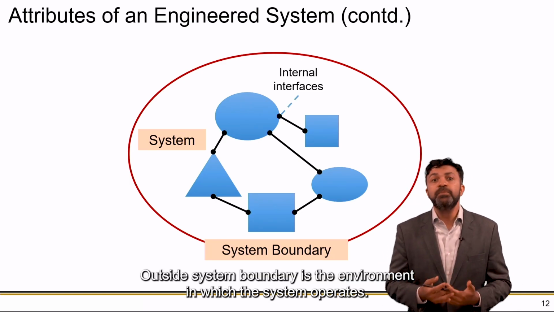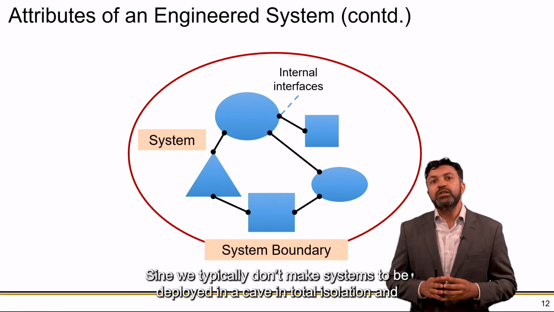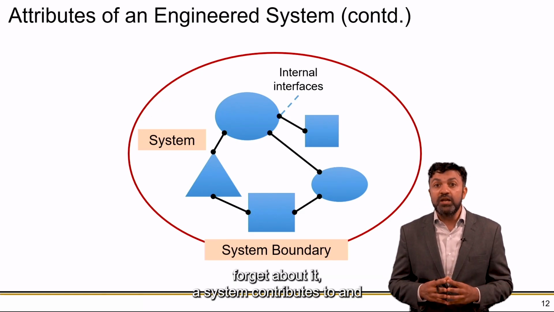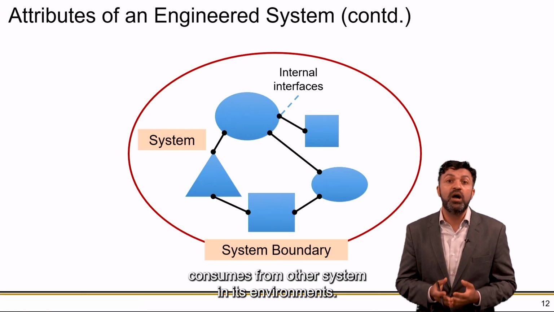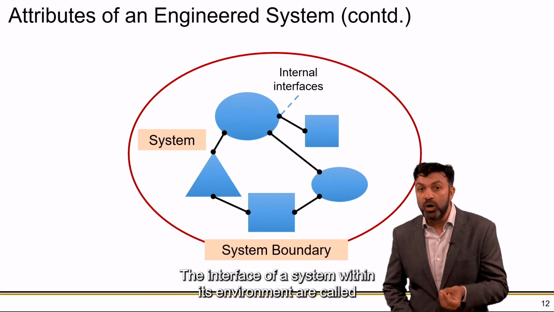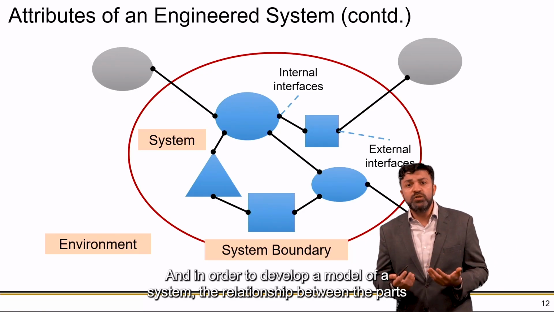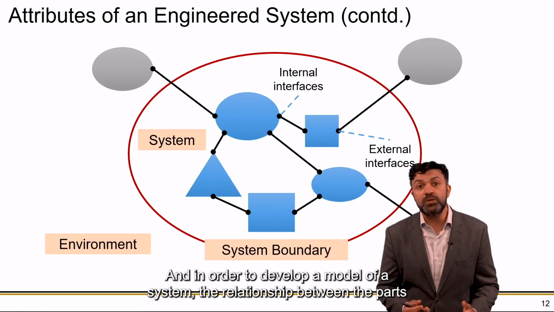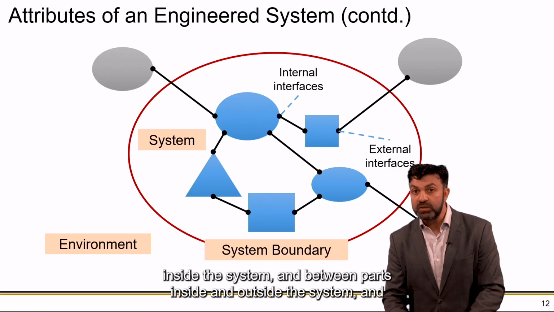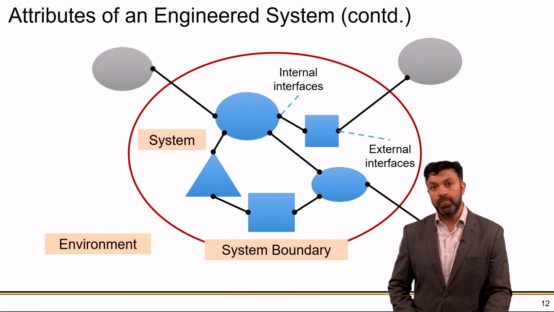Outside the system boundary is the environment in which the system operates. Since we typically don't make systems to be deployed in a cave in total isolation and forget about it, a system contributes to and consumes from other systems in its environment. The interfaces of the system with its environment are called the external interfaces. And in order to develop a model of a system, the relationships between the parts inside the system, and between parts inside and outside the system, and the boundary and internal and external interfaces must be shown.